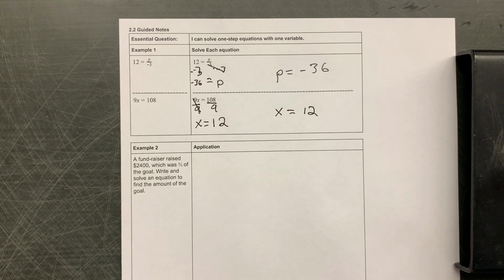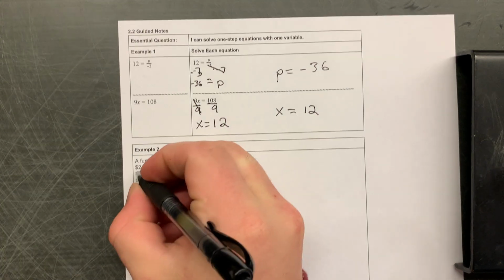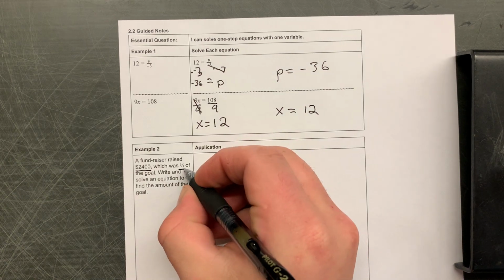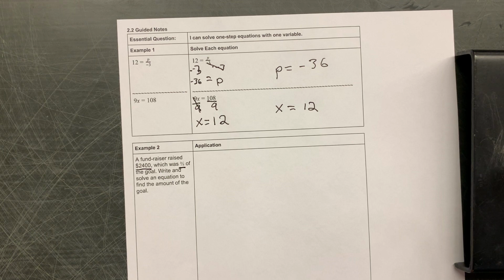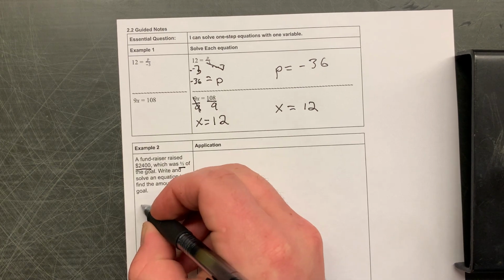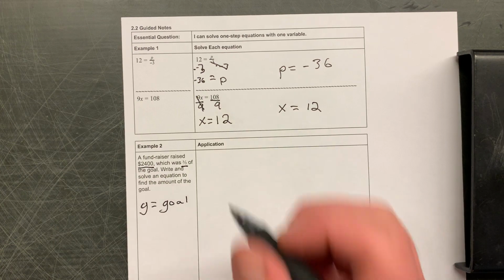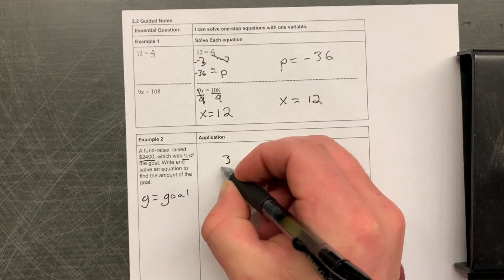Now, if we move down here to the bottom, we have another application-based problem. We have a fundraiser that raised $2,400, a pretty large sum of money, which was 3/5 of its goal. We don't know what its goal was, but we know that it was 3/5 of it. We want to write and solve an equation to find the amount of the goal. We're going to use G for the goal. Okay, G will be our variable for the goal. So we know that we had 3/5 of the goal achieved.